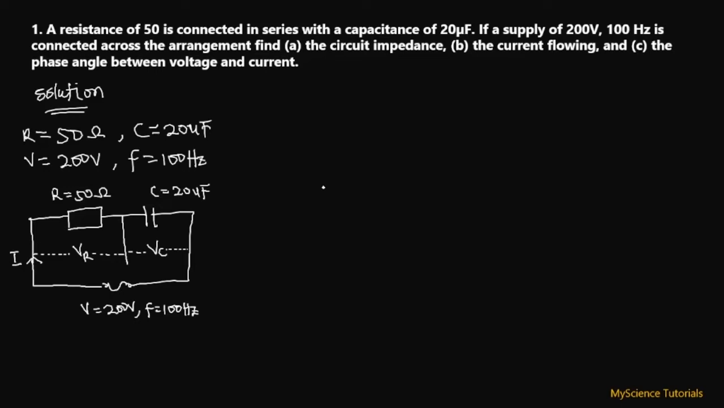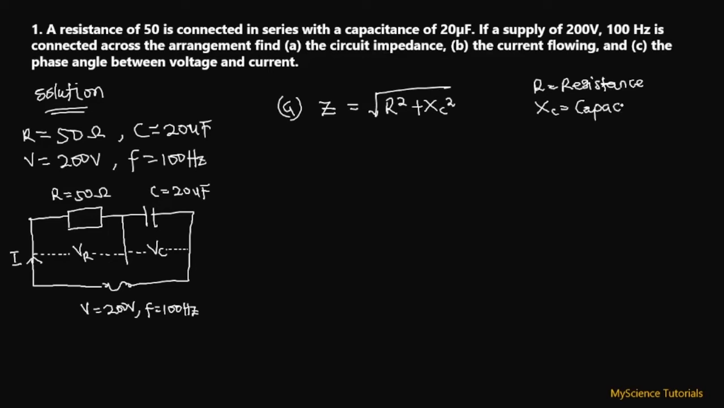Okay, so the first thing we want to look at is to find the impedance of the circuit. Now, the impedance of an RC series AC circuit is given to us mathematically as the root of R squared plus XC squared. So for those of you who don't know, R is the resistance of the resistor. So this is the resistance of a resistor. And then XC is what we are calling the capacitive reactance.